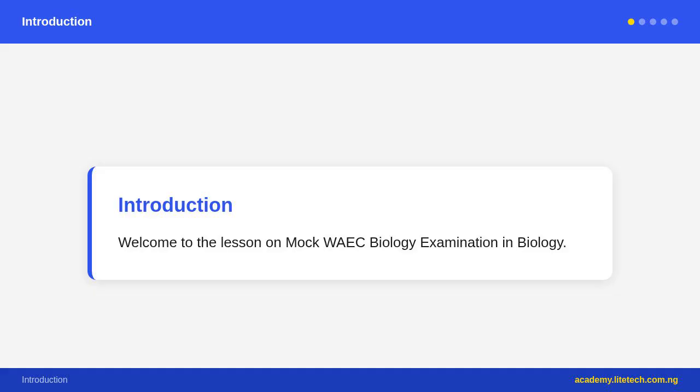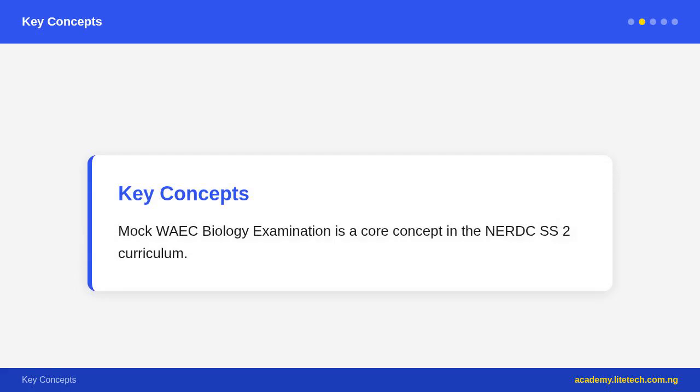Q8. Rhizobium bacteria in legume root nodules carry out A. Nitrification B. Denitrification C. Nitrogen fixation D. Ammonification. Answer C. Nitrogen fixation. Q9. Vaccination works by stimulating A. Innate immunity B. Passive immunity C. Active acquired immunity D. Natural passive immunity. Answer C. Active acquired immunity.